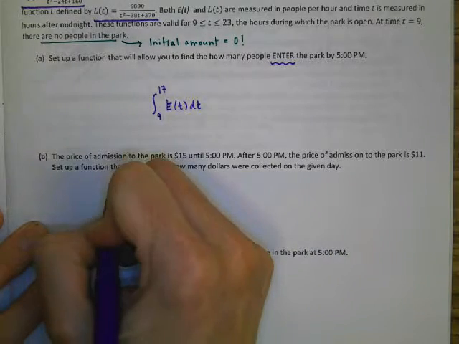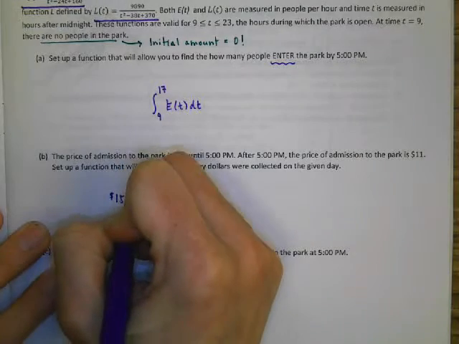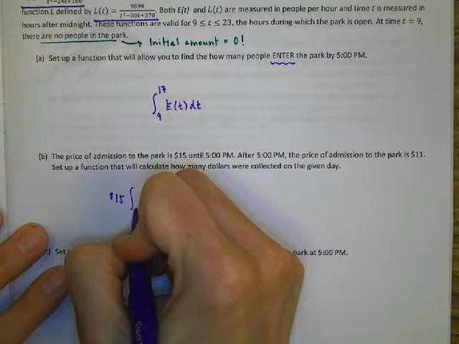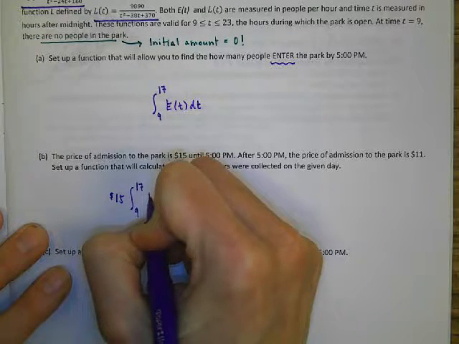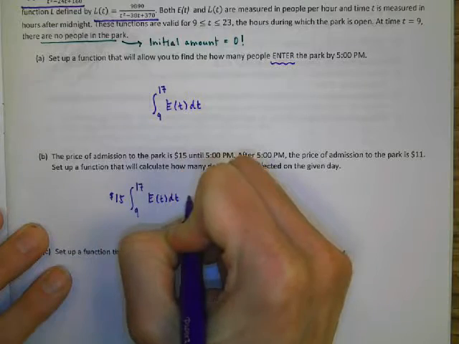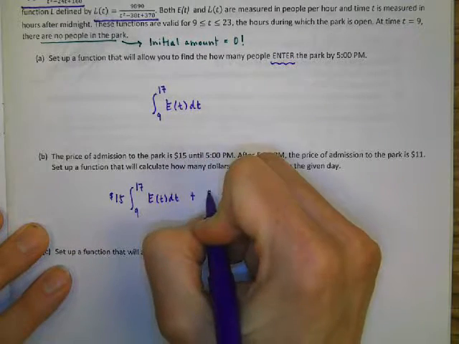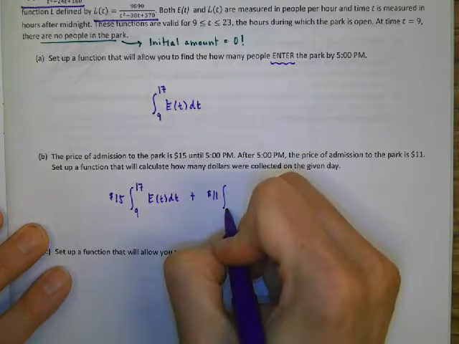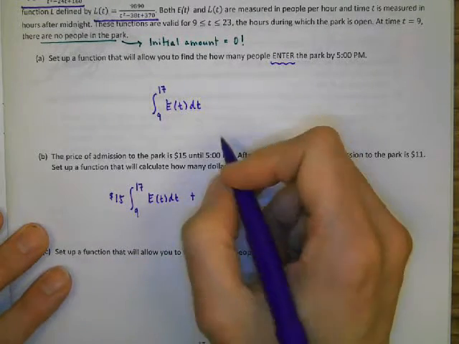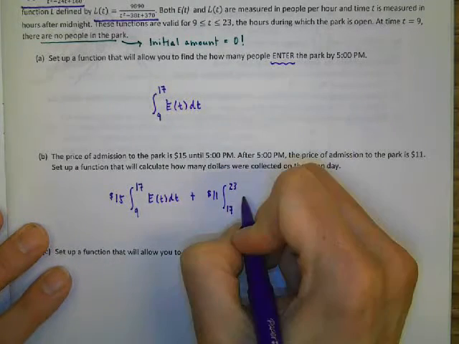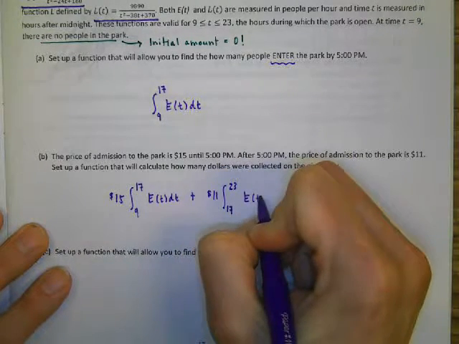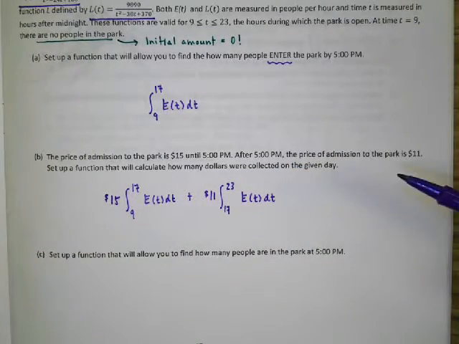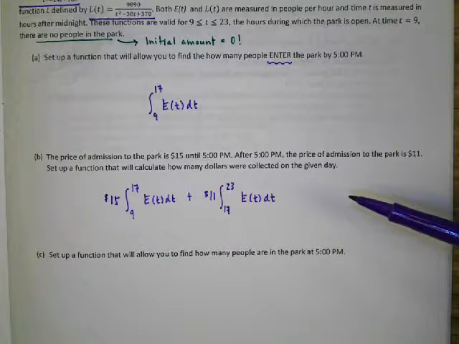So now I know I'm going to have $15 times the amount of people who entered the park by 5. Well, that was our integral from 9 to 17 of e of t dt. Plus, I'm going to be adding $11 times the amount of people who entered between 5 o'clock and when the park closed at 11 p.m. So 17 to 23 of e of t dt. So that's going to give me how much money I collected on that day.